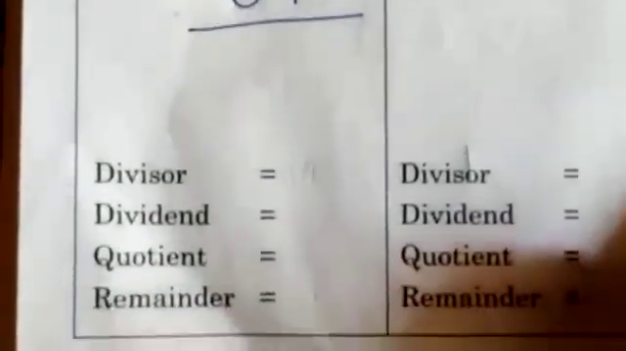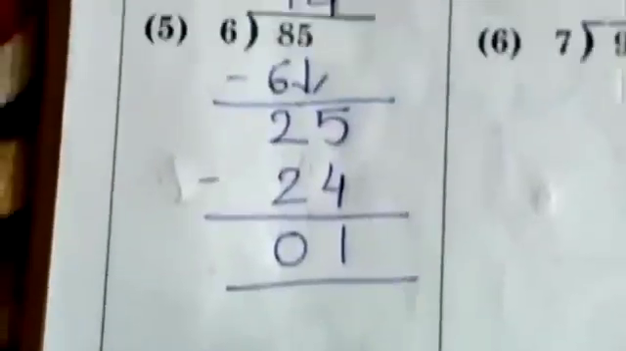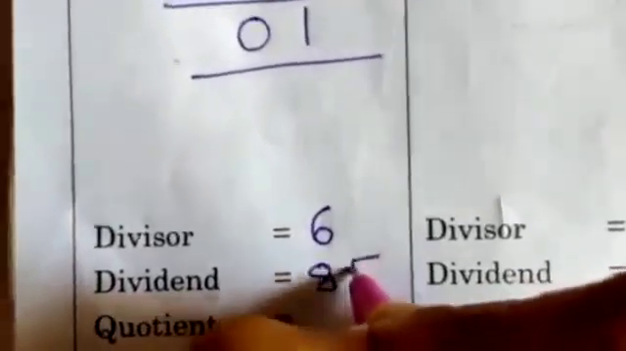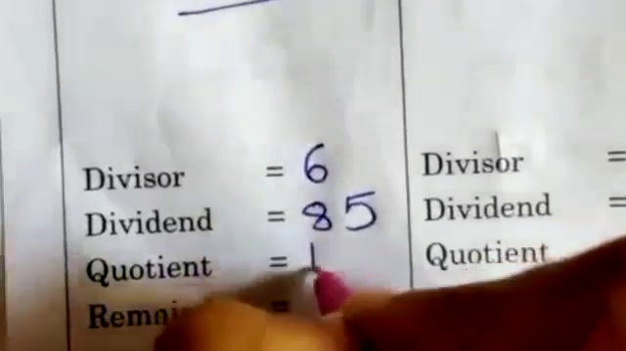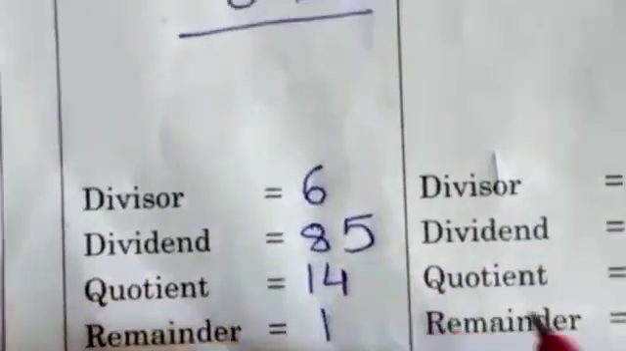Now let us write the divisor. Divisor is 6, so we'll write the divisor as 6. Dividend is 85, so we'll write the dividend as 85. Quotient is 14, so we'll write the quotient as 14. Remainder is 1. Okay.